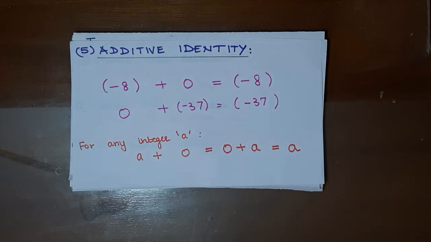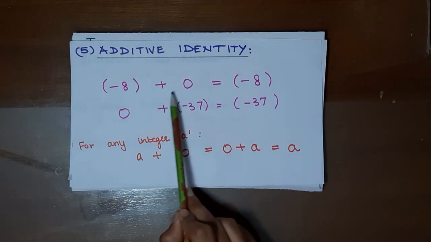Next property, additive identity. When we add 0 to any whole number, we get the same whole number. Example, 3 plus 0 equal to 3. Therefore, we know that 0 is additive identity for whole numbers. Let us see the same for integers.